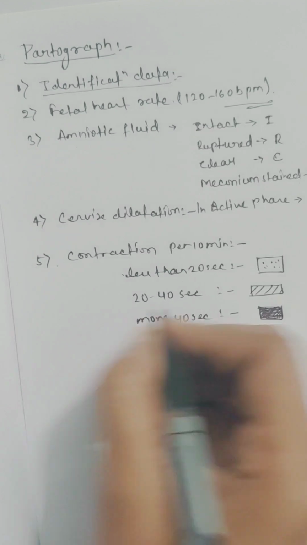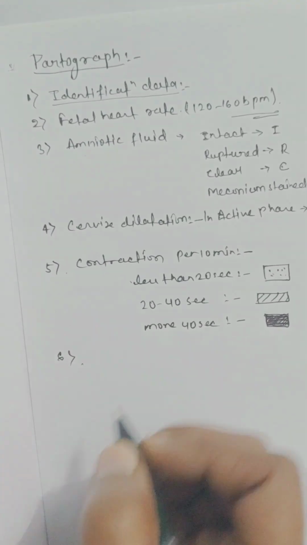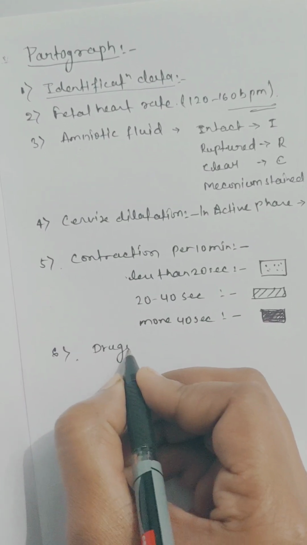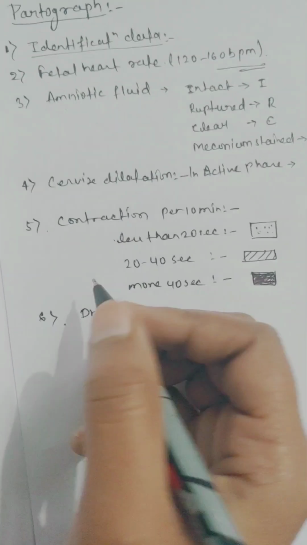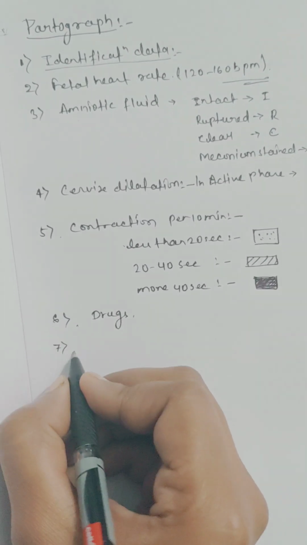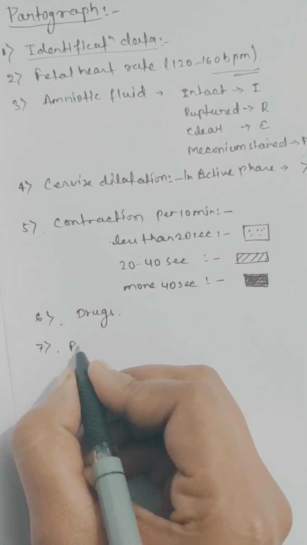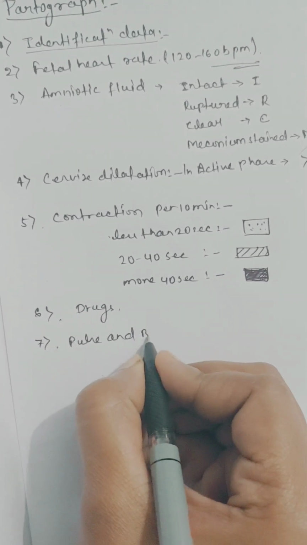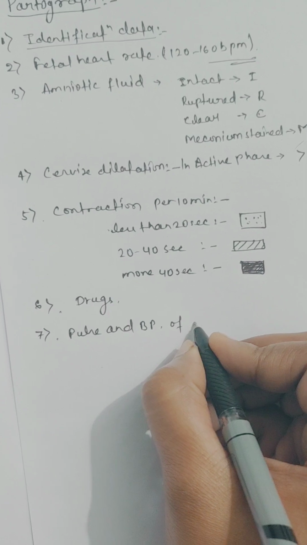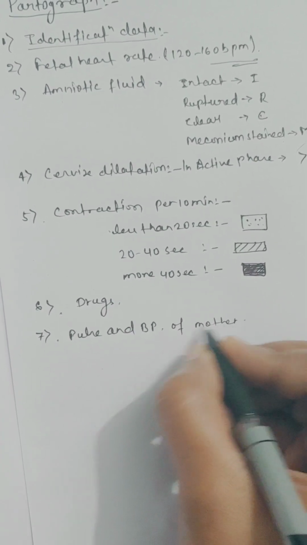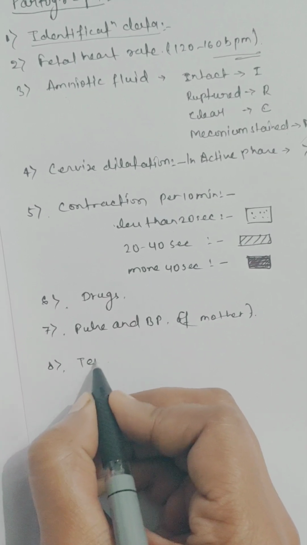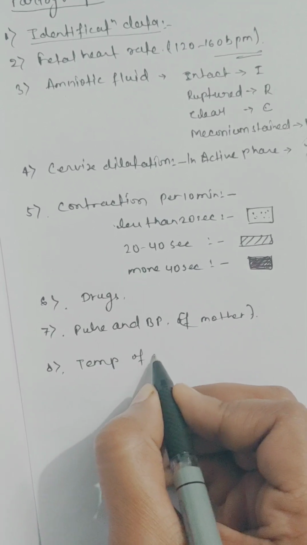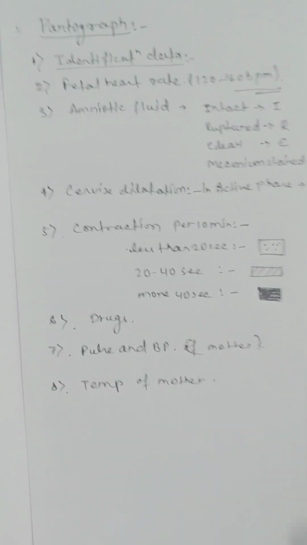Okay, and the next one is that if we have given any drug prior to the delivery of the baby, then we have to record it. And the seventh one is the pulse and blood pressure of the mother, which we have to fill. And then the temperature of the mother we have to fill.